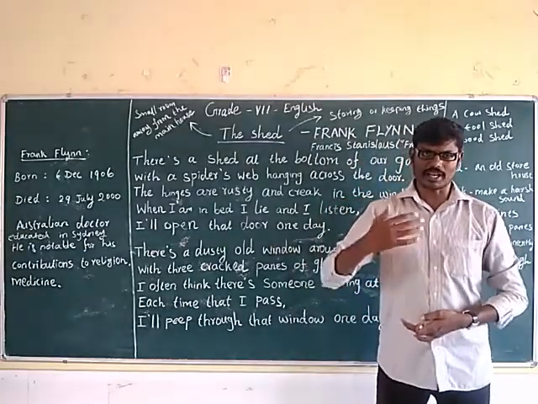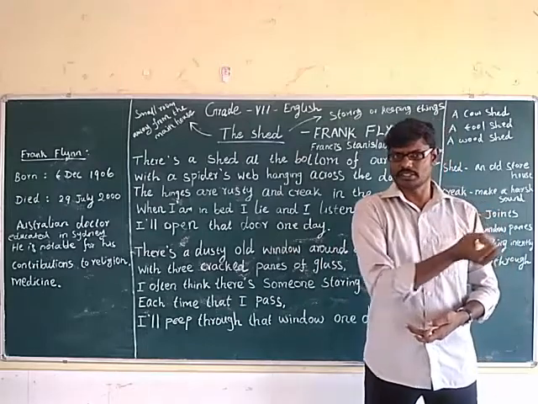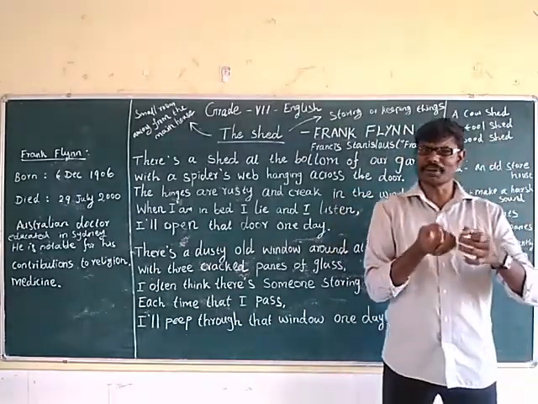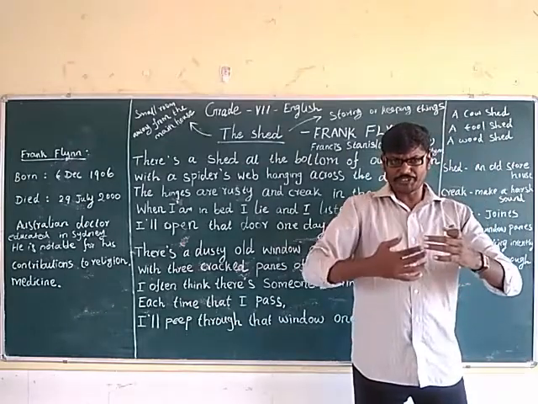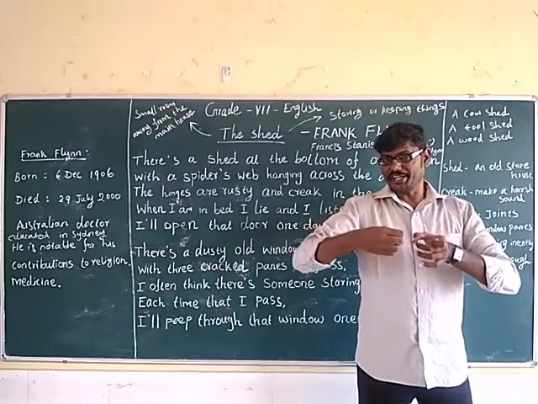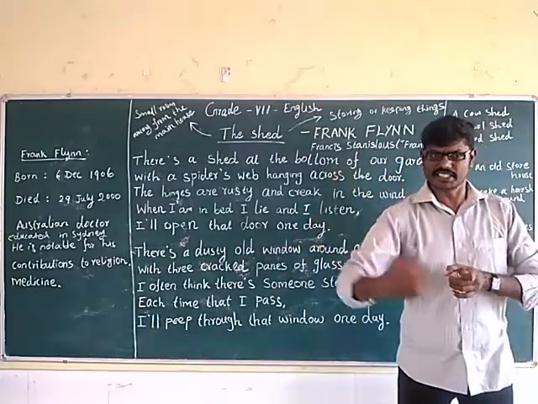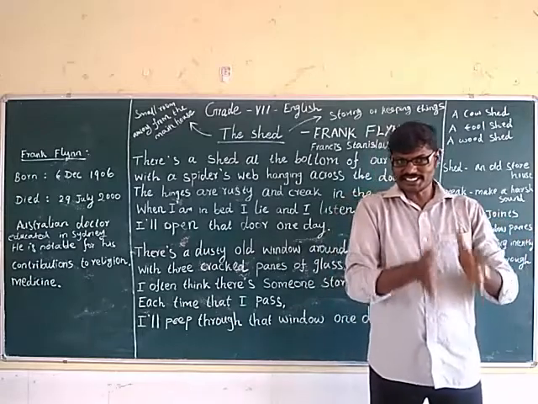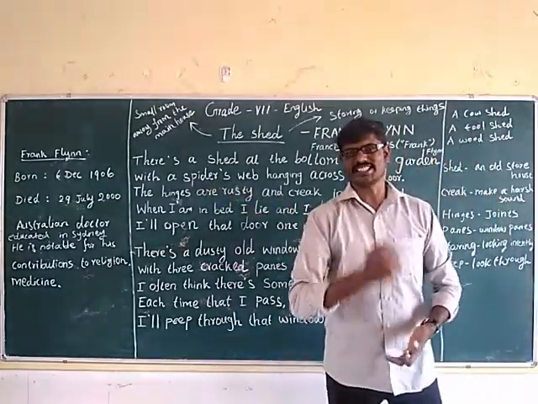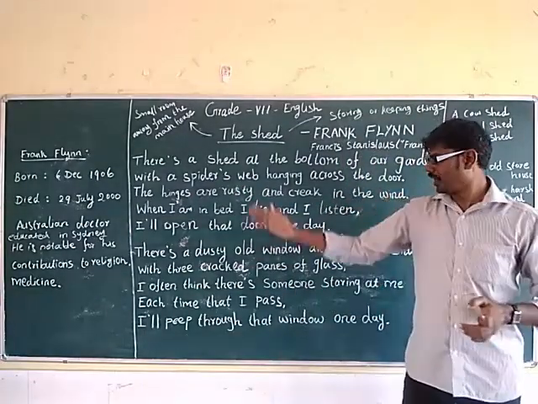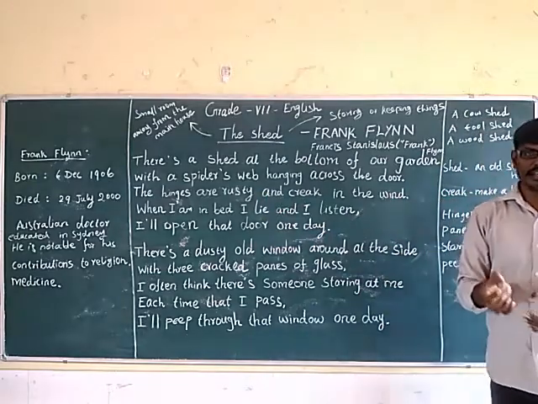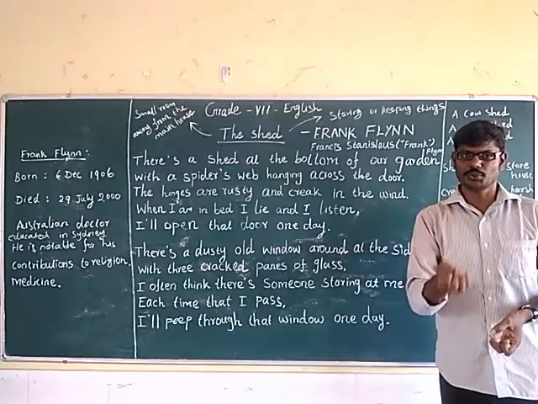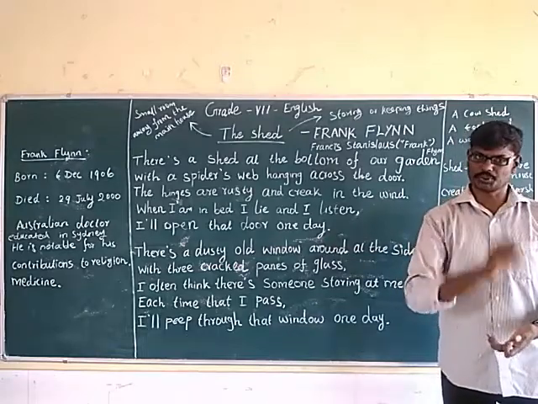Then the speaker talks about the hinges and the creaking noise made by the door. Hinges means joints. The windows and the door are jointed to the shed by the hinges. When the wind is blowing, it makes a noise. This noise tells you that the hinges are rusty. The joints made a creaking sound, which tells us the shed was not used for a long time.